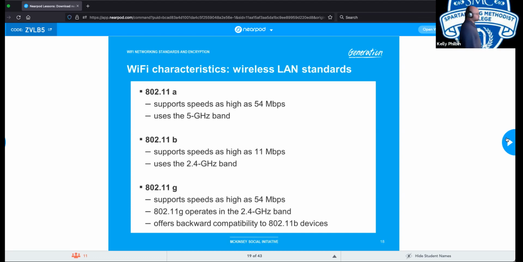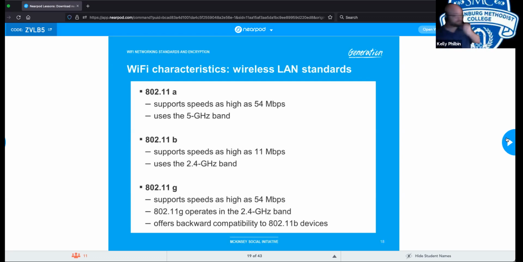Then we get to 802.11g. It gets up to 54 megs a second, so yay for them. They got up to the speed of A. 802.11g operates in the 2.4 gigahertz band, same as B does, and it offers backwards compatibility to the B standard. So 802.11g is backwards compatible with B.